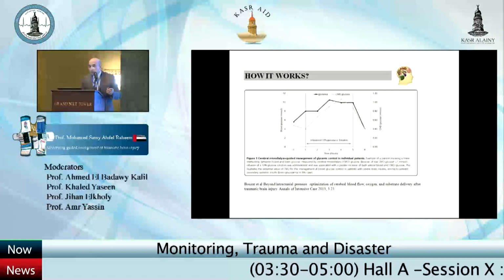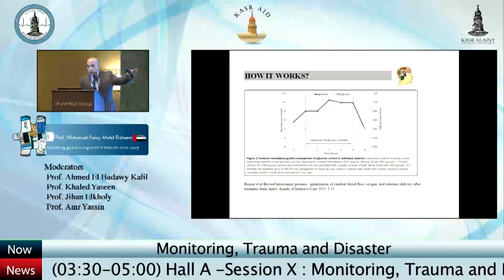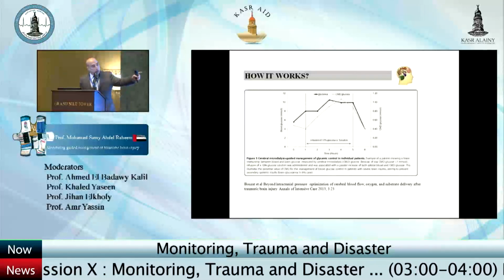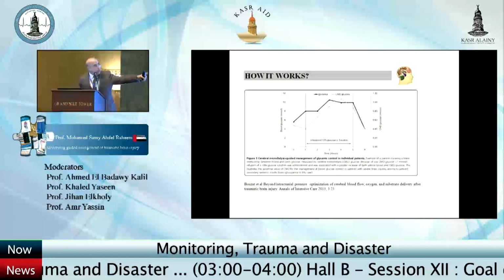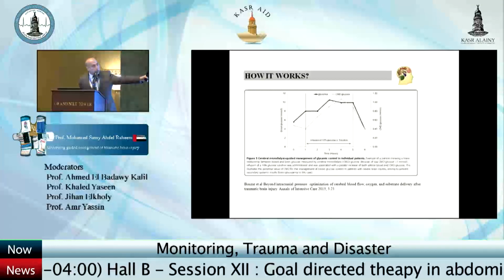If we look at this graph, on the right side, this is the cerebral microdialysis glucose level. On the other side, this is the blood glucose level. On the left side, we can see that the cerebral microdialysis glucose level is less than 1 millimole, because this is hypoglycemia, whereas the blood is 4.